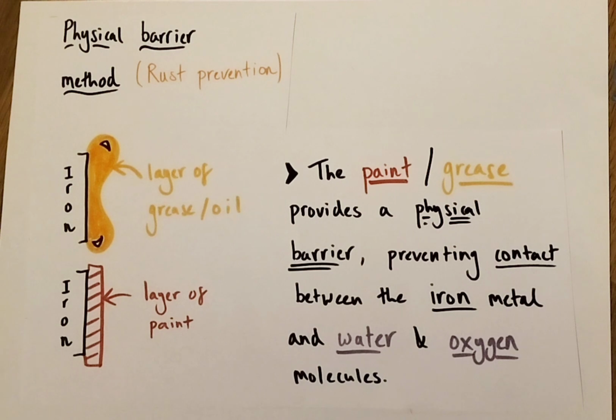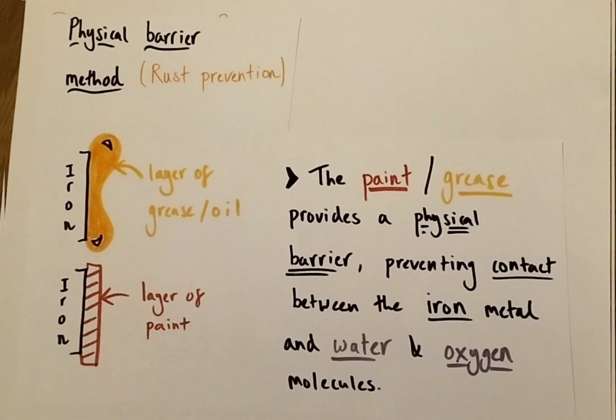Since rusting can compromise the structural integrity of iron as a metal, and it's found so ubiquitously in alloys such as steel, it's in our best interests to try and prevent rusting from occurring. One of the simplest methods of doing so is known as the physical barrier method. This rust prevention method simply involves placing a layer of oil and grease or paint over the surface of the iron or steel object. This produces a physical barrier preventing contact between the iron metal and water and oxygen molecules, and therefore preventing rusting as a chemical reaction.